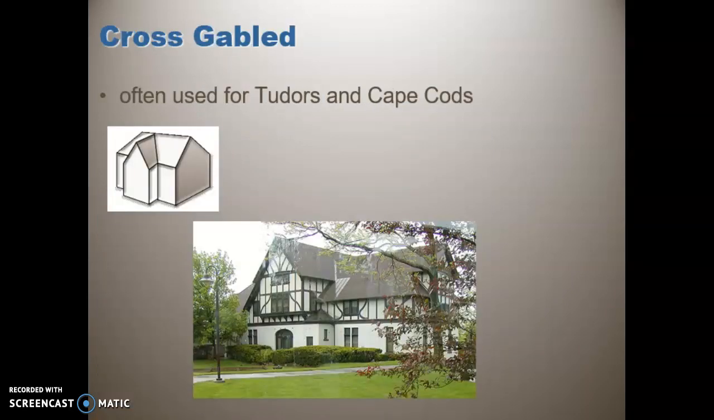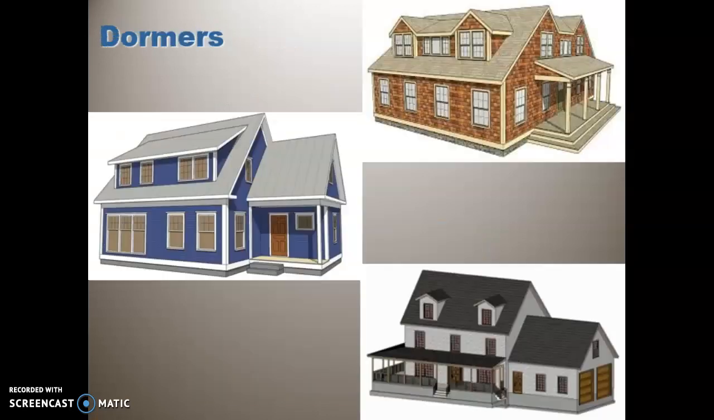And then you have a combination of gables, two gables coming together, cross gable. This is really classic in the Tudors and Cape Cods. And another design feature that we can put on roofs is going to be dormers. Dormers add several components. Aside from aesthetics, they're actually really functional.